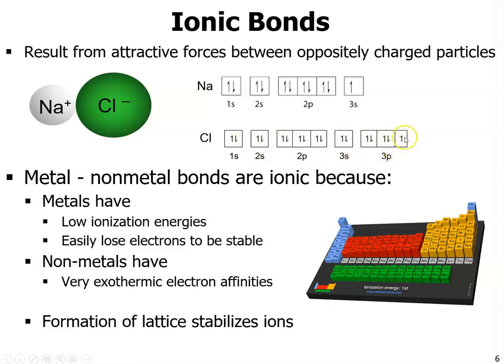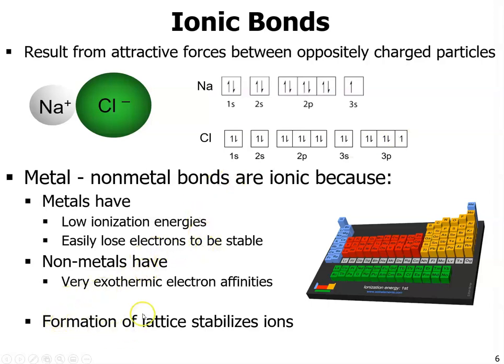And we have this one electron out here, and it doesn't take a lot of energy for this electron, for example, to hop in here. All of these other electrons are already in this outer shell, so it's just one extra electron in there. It's actually a very exothermic electron affinity. Chlorine really likes to fill that spot up with another electron.